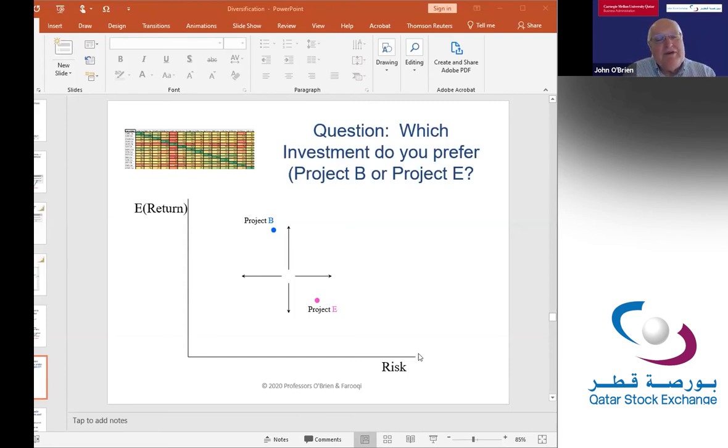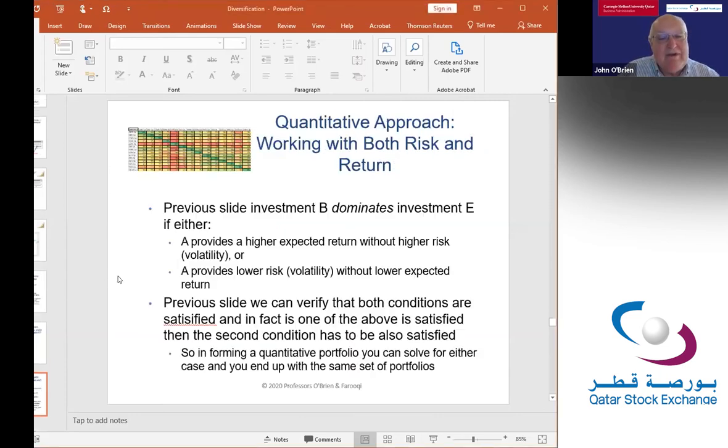Project B is attractive to risk averse investors. So Markowitz is going to make the assumption that investors are risk averse. And in that previous slide, we say that investment B dominates E if either of the following happen: if it provides an expected return that's higher without higher risk, or it provides a lower risk without lower expected return. So what do we mean by that?